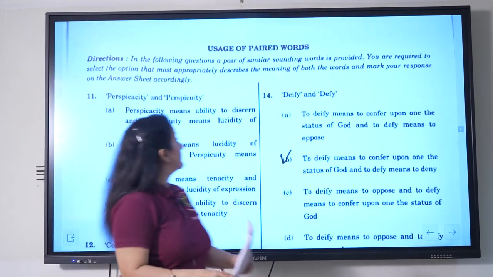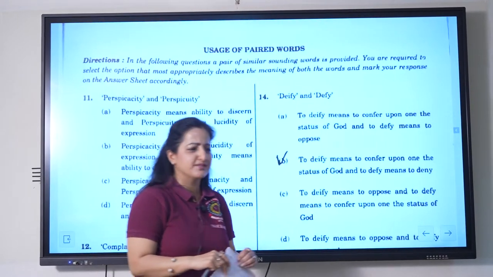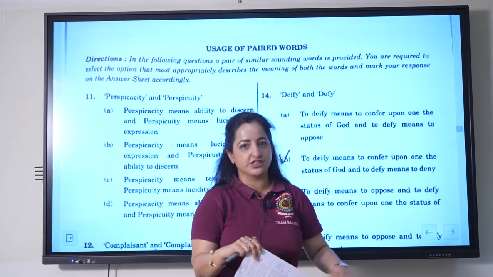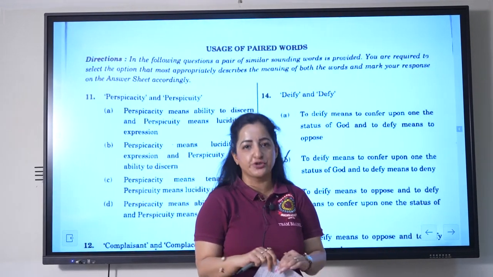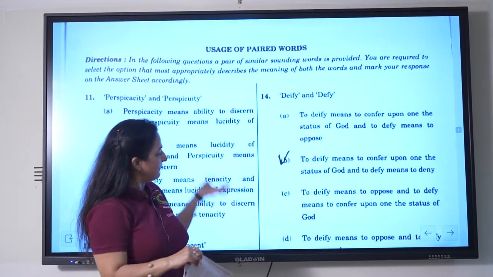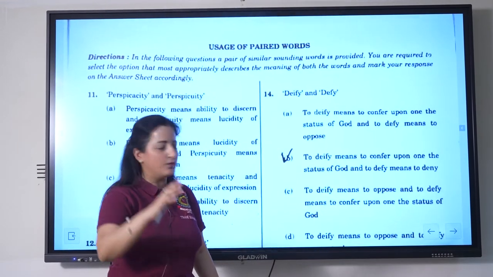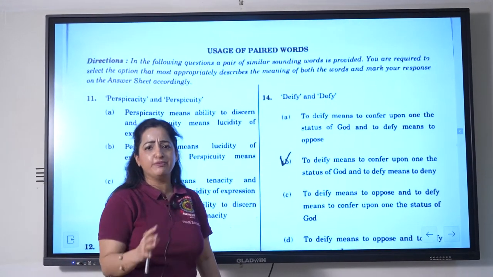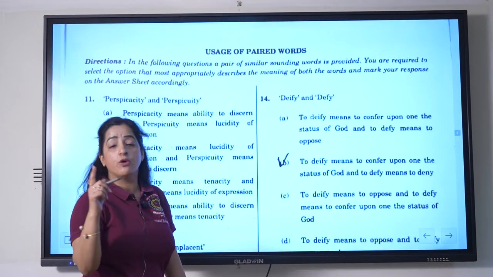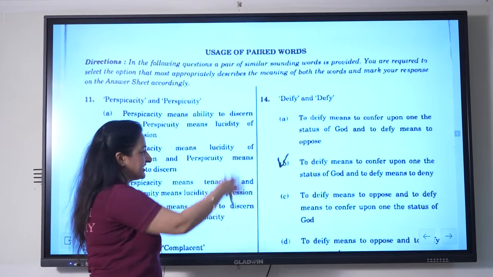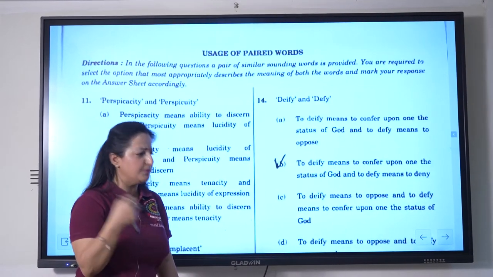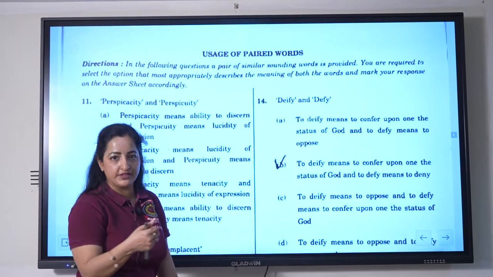Second set of questions is usage of paired words. Something new UPSC has tried out this time. I've been telling in my classes also that nothing should come as a surprise to you. It is nothing but vocabulary at the end of the day. Something like homophones, similar words, although they're not homophones, but yeah, it is vocabulary. So this time around also, if you notice, there were no antonyms in the paper. So it's just a way to test your vocabulary knowledge. UPSC has done a reasonably good job this time.